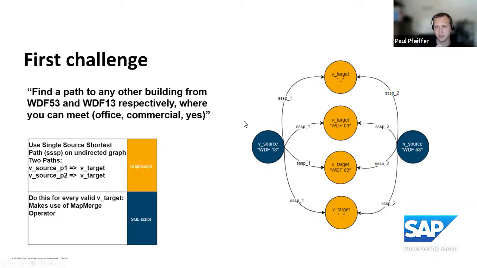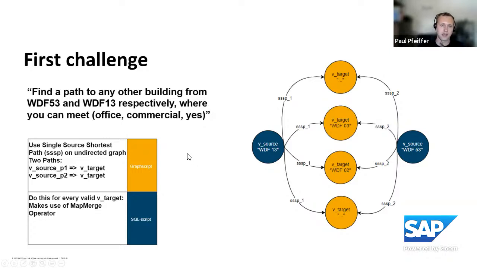But to tackle this solution, I actually needed two paths. As we've seen, the building would be my source vertex. Then I need a target vertex, and I need to do the same thing with the other friend's source vertex. So this could be done with GraphScript. Now, the only thing I had to do is to iterate over all the possible valid target vertices. This is nothing graph specific. I did that with SQL script, and I will show you my script in a moment. So this was the first challenge. It was really nice, I think.